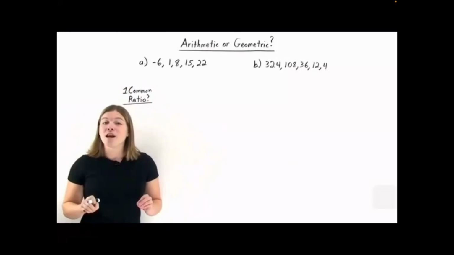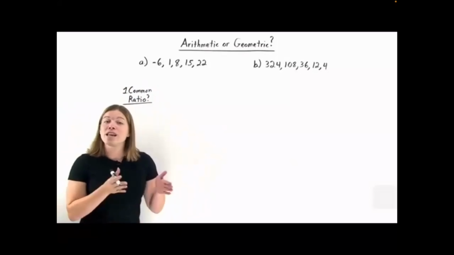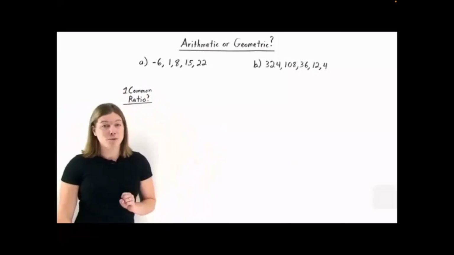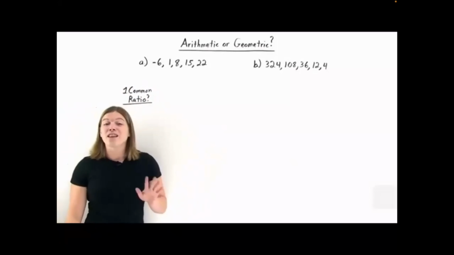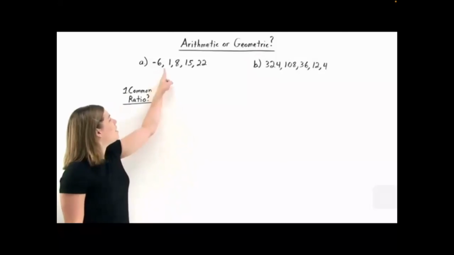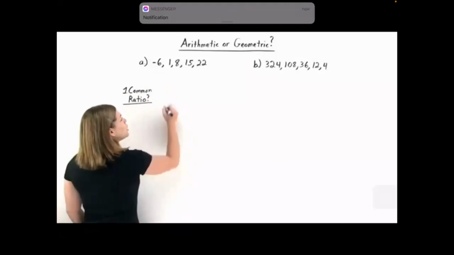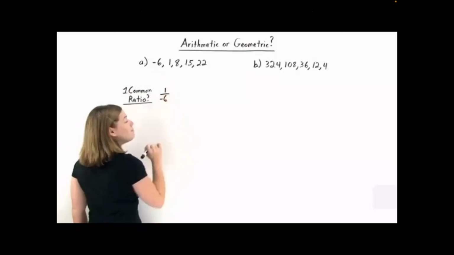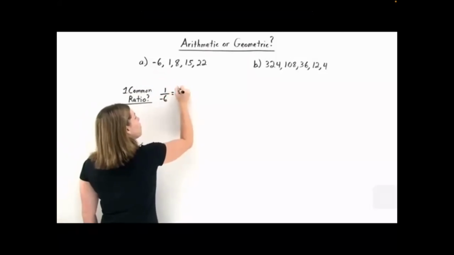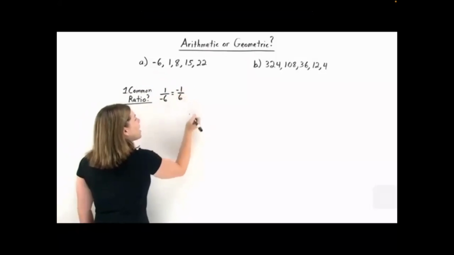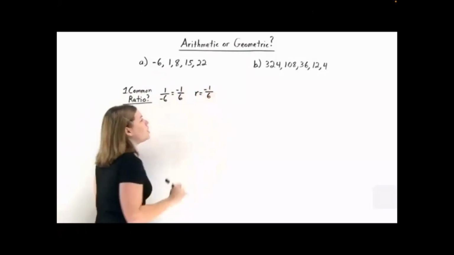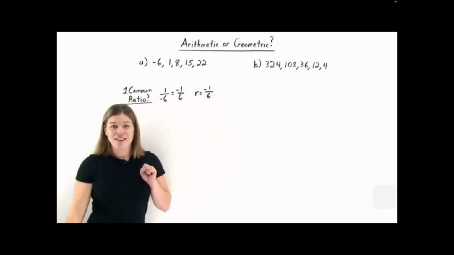Remember, a common ratio is the number that each term is multiplied by in order to get the next term in the sequence. In order to find a common ratio, we need to take a term and divide it by the term that comes before it. So let's take a look at the first two terms in this sequence, -6 and 1. To find the ratio between these two terms, we take 1 and divide it by the term that comes before it, -6. When we take 1 divided by -6, we get -1/6. So here, we're proposing that r, the common ratio, is -1/6.